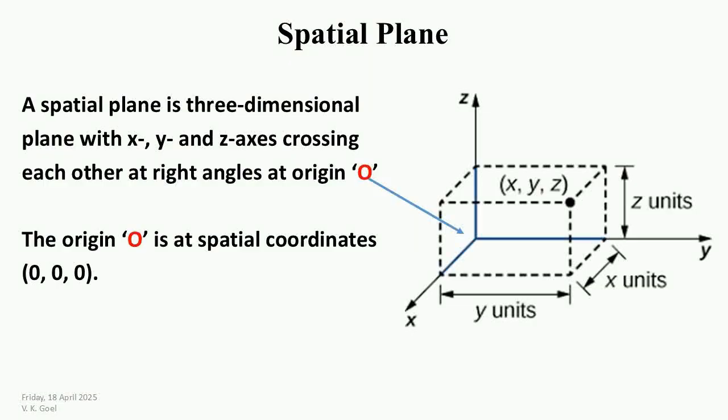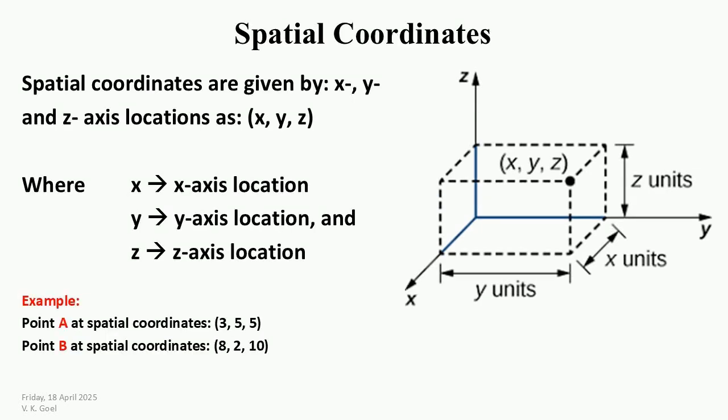Spatial plane is a three-dimensional plane. It has three axes, namely, x, y and z axis. All the three axes cross each other at right angle. The crossing point is again the origin, as in the case of Cartesian plane. A point in spatial plane is represented by three spatial coordinates, as x, y, and z.